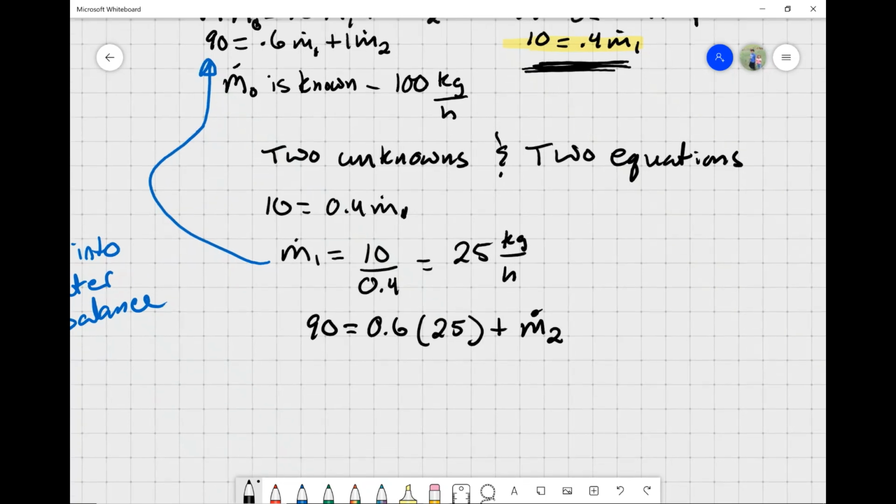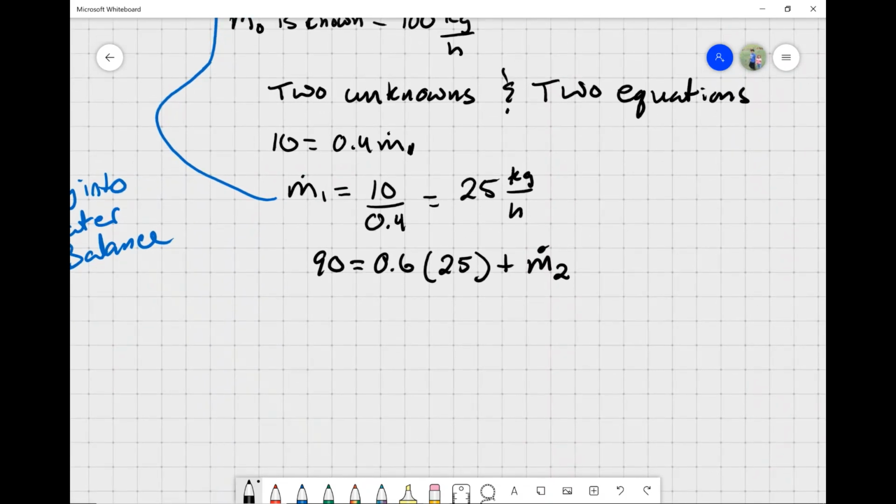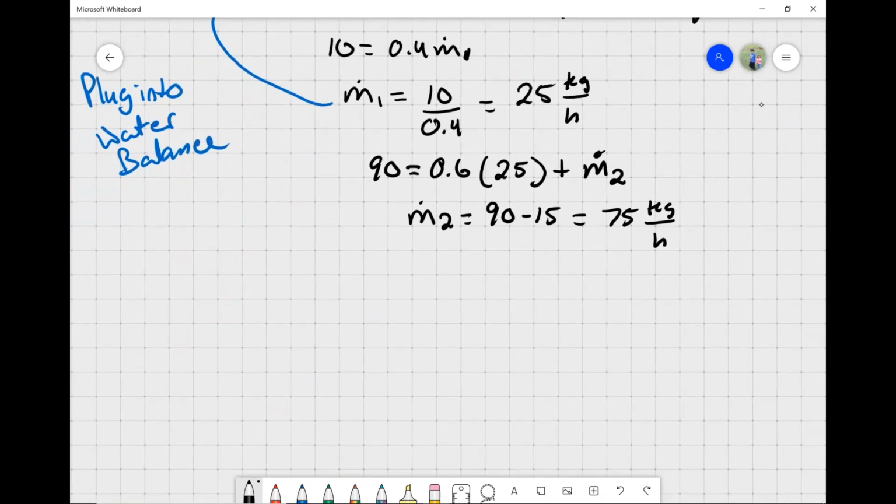And so we can solve it this way. And I'll show you another balance that we tend to use to solve the equation. So M2 equals 75 per hour. So there's a third equation, and I tend to tell students to save it to check your answer, but that's the total balance.